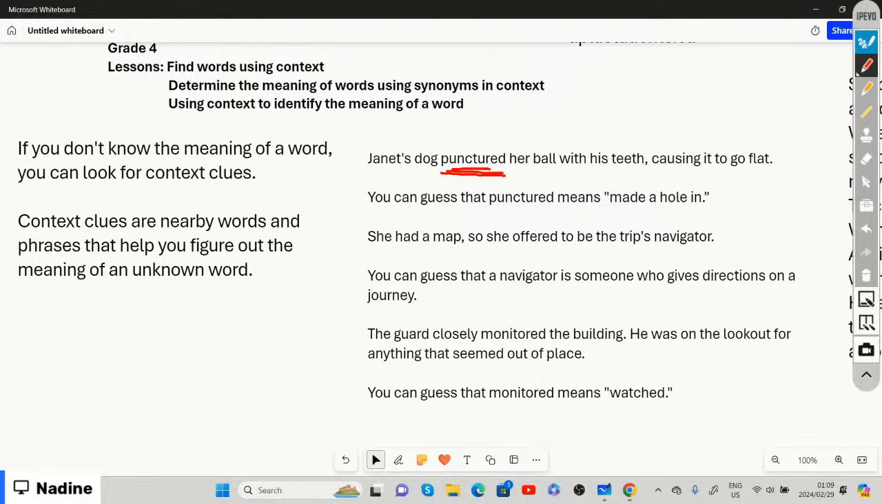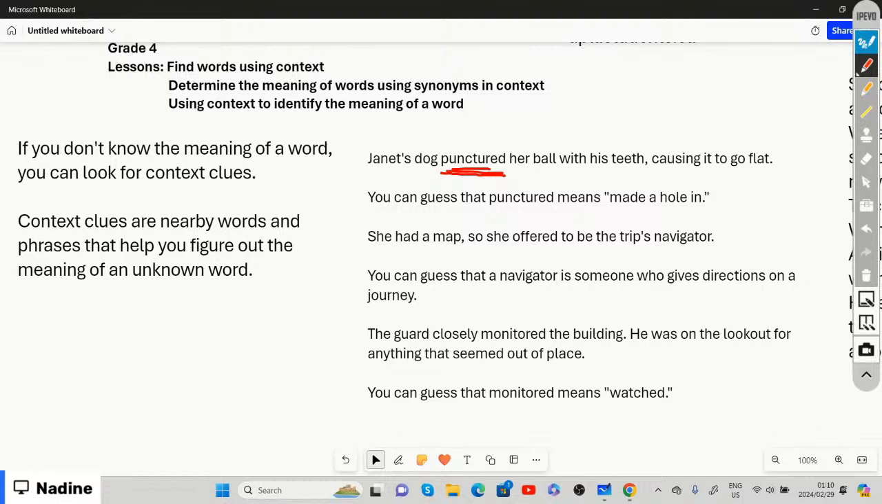So if we look at the word punctured, even if you think of, let's say, a bicycle or a car, a wheel or a tire getting a puncture. If it gets a puncture, then what happens? There's a little hole in the wheel, whether it's your bicycle or the car, which means that we need to fix the hole, we need to fix the puncture.